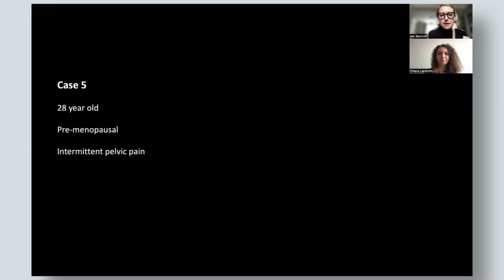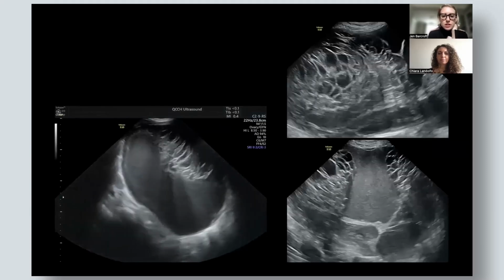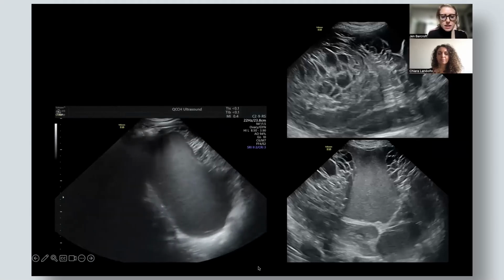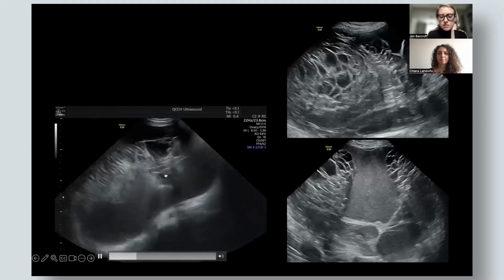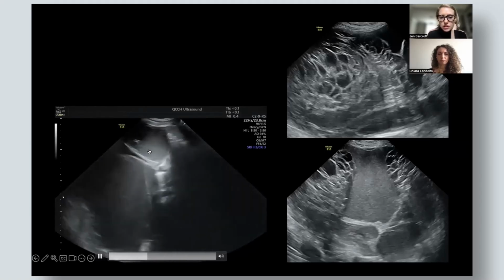So this is a 28-year-old premenopausal lady who presented with intermittent pelvic pain. So this was the lesion on transvaginal ultrasound scan. And you can see here on dynamic scanning, we definitely have the presence of more than one locule. So we've got a multilocular lesion.